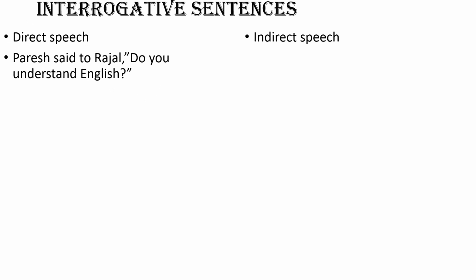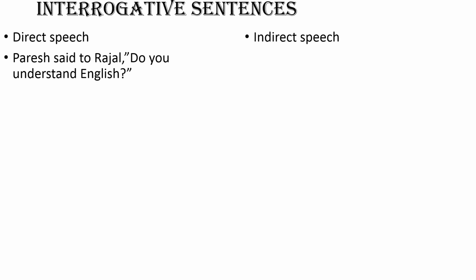Now more sentences we see of interrogatives changing from direct speech to indirect speech. Now it will be easy for you. Already familiar with it. Paresh said to Rajal, "Do you understand English?" Now here you remember children. Whenever you have this "do you" meaning do when any verb is present over there, just remember that you are not supposed to change do to did over here. Straight away remove do from your answer.